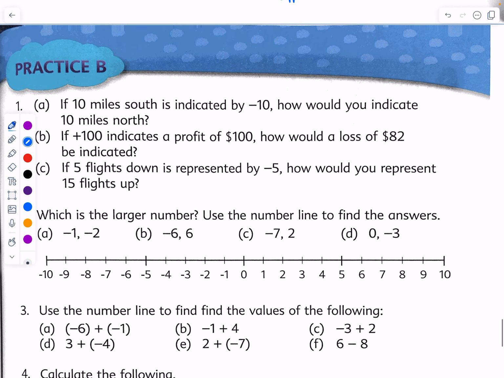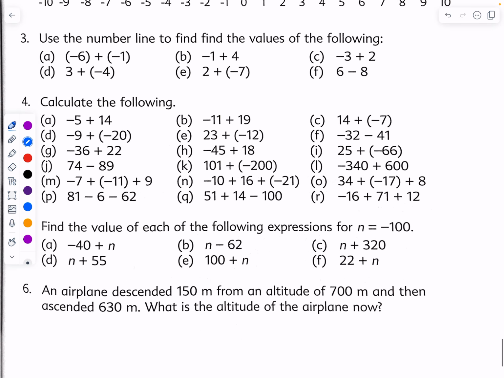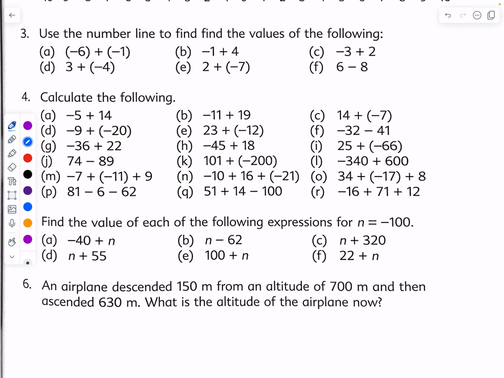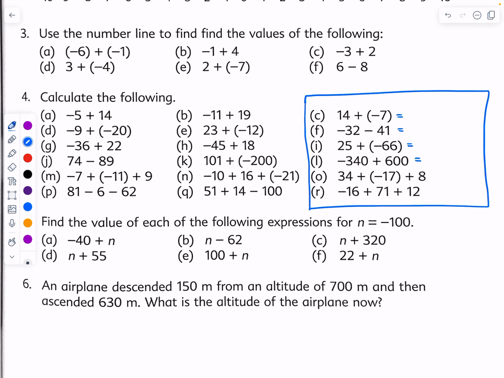Let's practice a little bit more. I would like to solve this box. And I would like to solve through, let's solve number 4. Again, what do we have? Let's look at these examples.